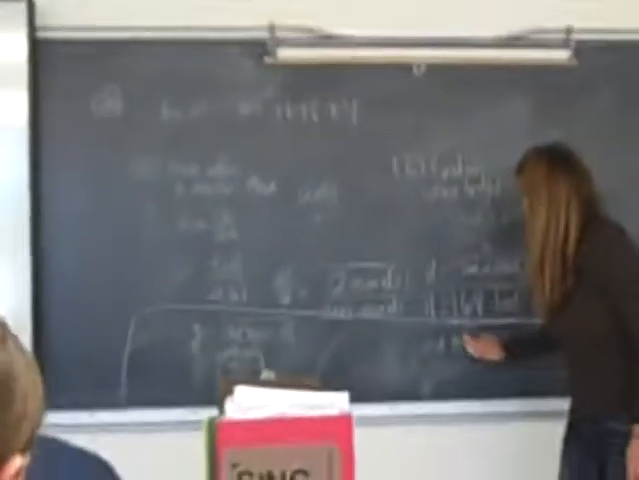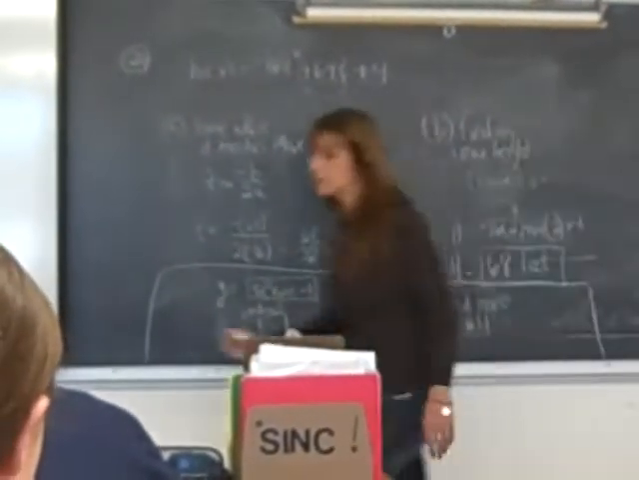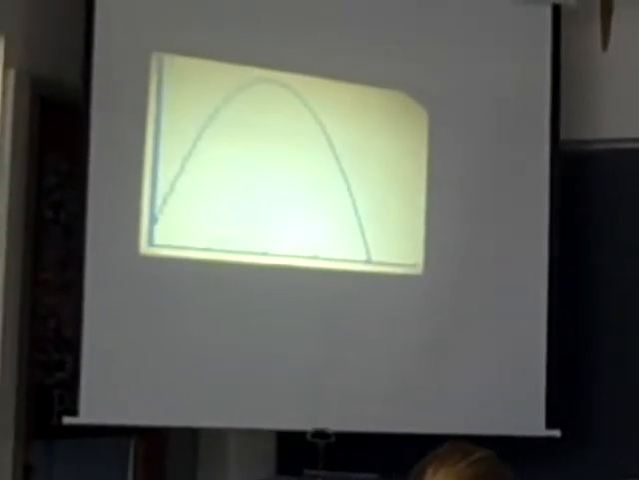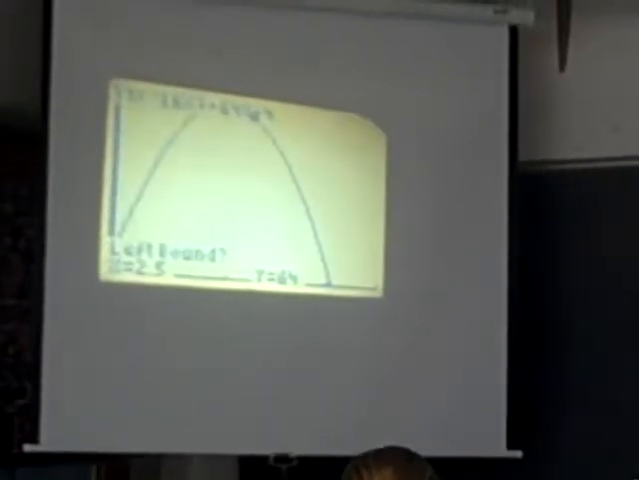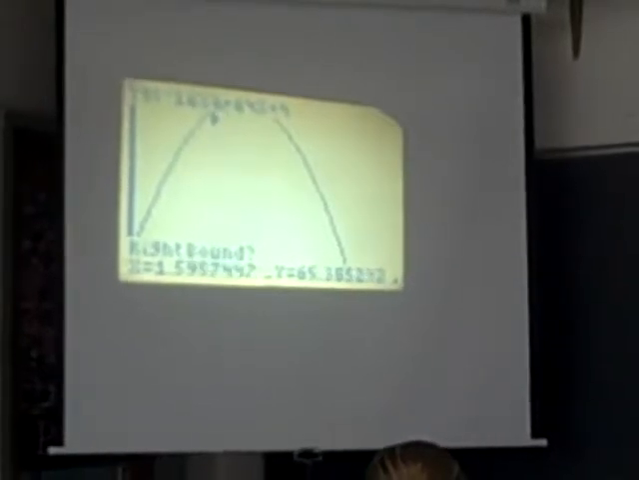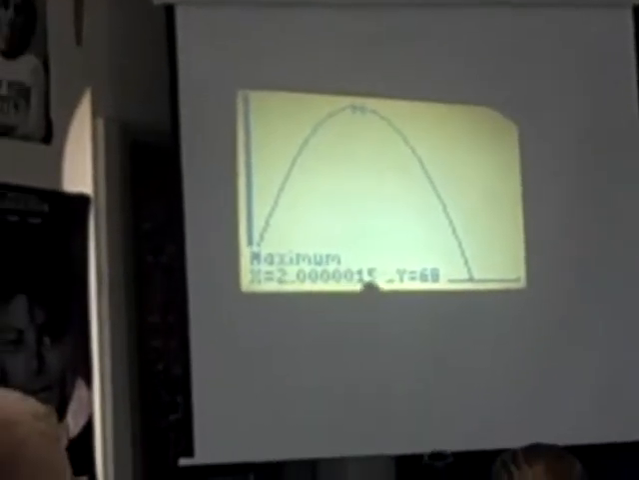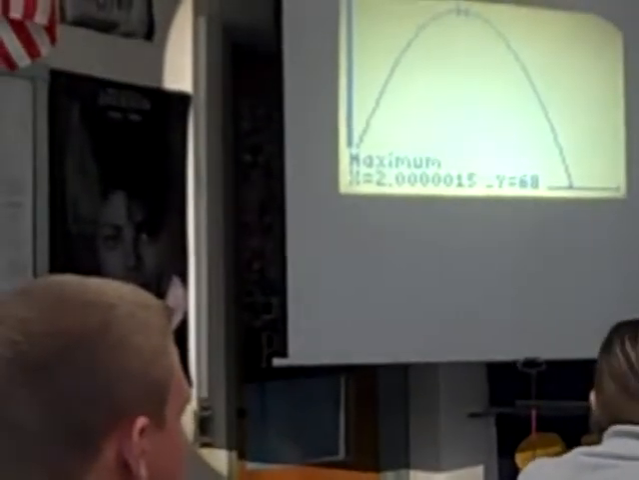Second trace, number 4, I think. Is that correct? Left bound, right bound, enter. So graph, beautiful. Second trace, number 4 for max. Move your cursor left bound, press enter. Move your cursor right bound, press enter, and then press enter again. And you should have 2 and 68. Woohoo! And that's my answer. At 2 seconds, I hit 68 feet.